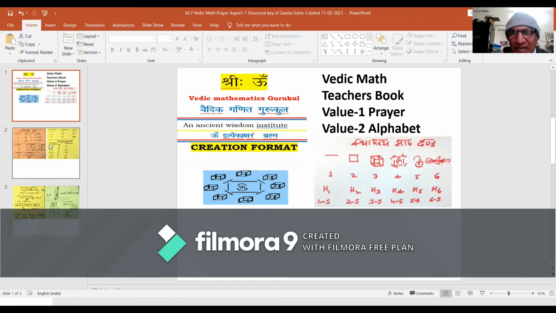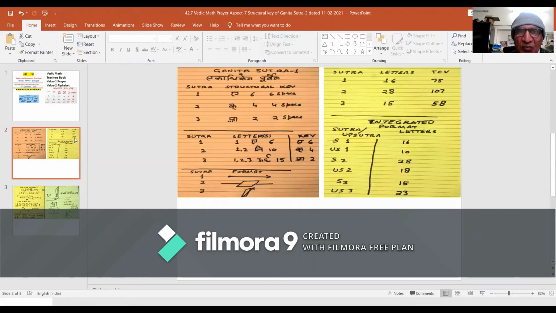In the previous two sessions, we have been face to face with the structural keys of Ganita Sutra 1 and Ganita Sutra 2. Today, we shall be visiting the structural key of Ganita Sutra 3. Ganita Sutra 1 is the source of sutra.